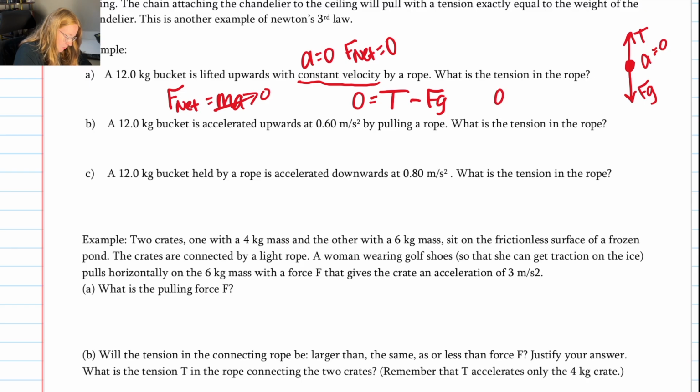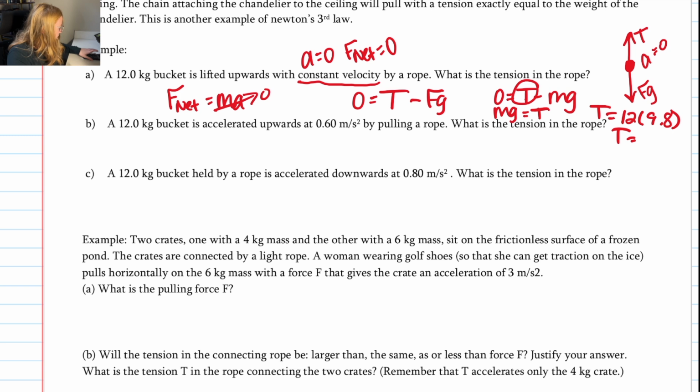Remember, you can replace Fg with mg, mass times acceleration of gravity. I do need to find tension, so I'm going to rearrange and solve for tension. It looks like positive mg is equal to T. So my tension is going to be the mass of the bucket, which is 12 kilograms times 9.8, which makes the overall tension 117.6 newtons.